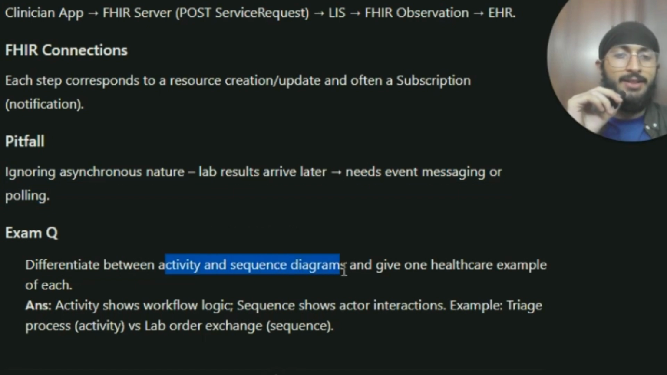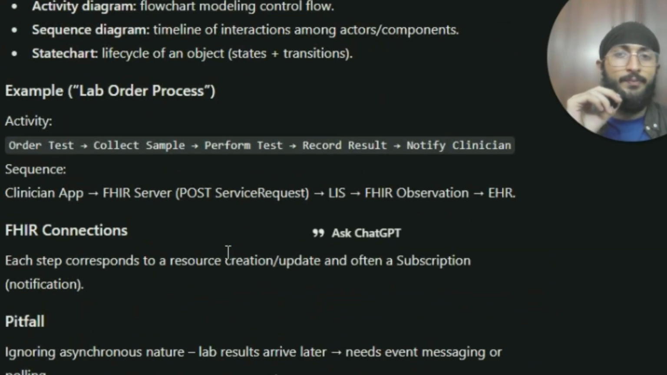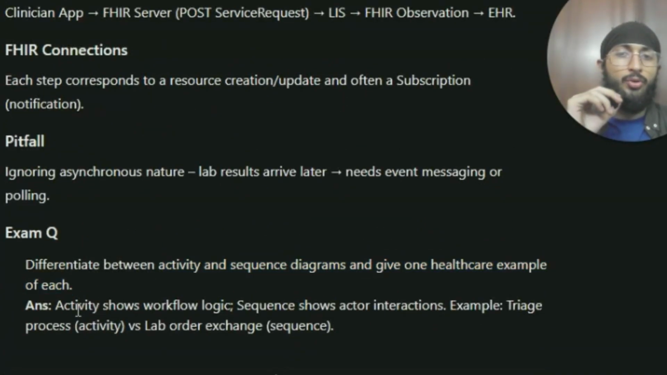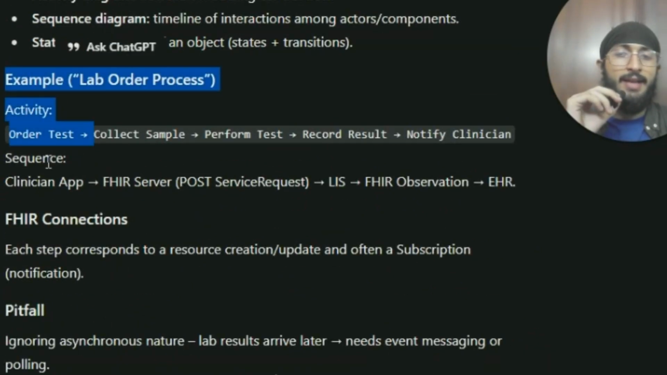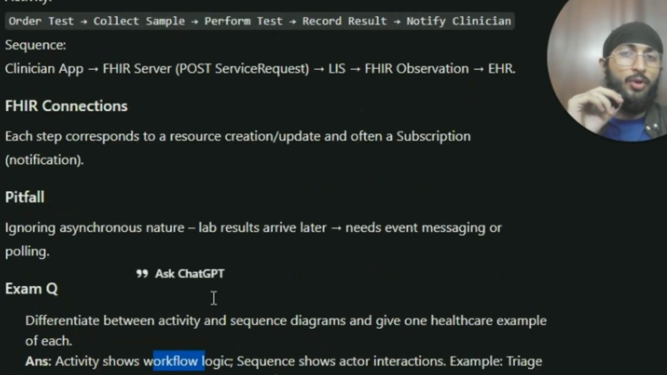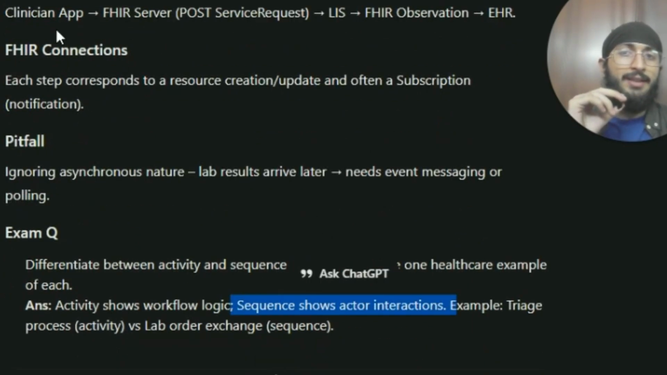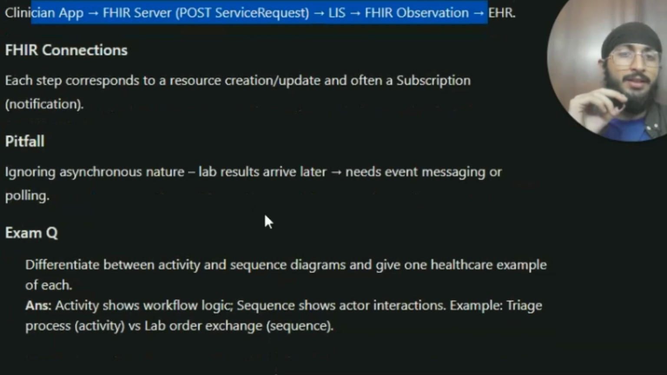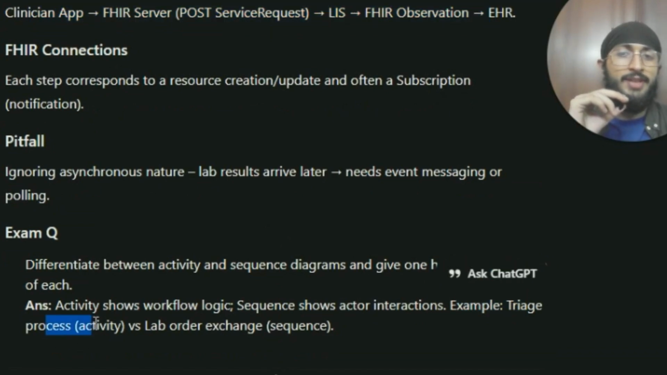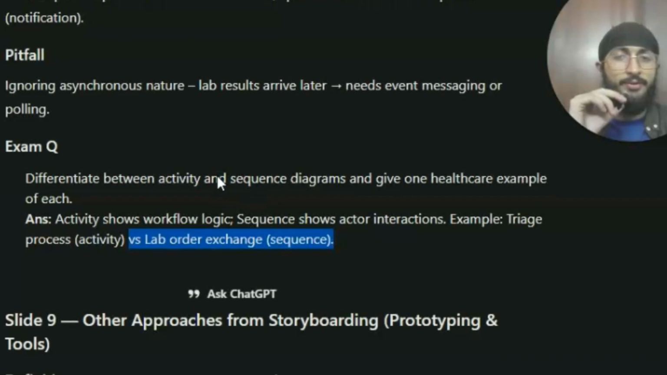Now differentiate between activity and sequence diagrams and give one healthcare example of each. So activity shows workflow logic, so you see the workflow that is being performed, while sequence shows the actor interactions, right? You can see the actor interactions. Example: triage process is an activity diagram, versus lab order exchange, that is a sequence.